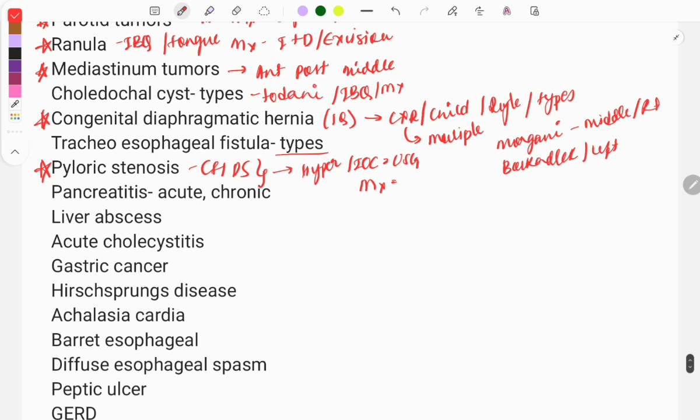Then pancreatitis. Clinical cases are usually asked on pancreatitis, acute and chronic. If it is acute, then it is mostly due to gallstones, and if it is chronic, then it is mostly due to alcohol. So look at these features in the question, and along with that there will be clinical features describing that the pain is radiating to the scapula or the back, and the serum amylase and lipase are increased.